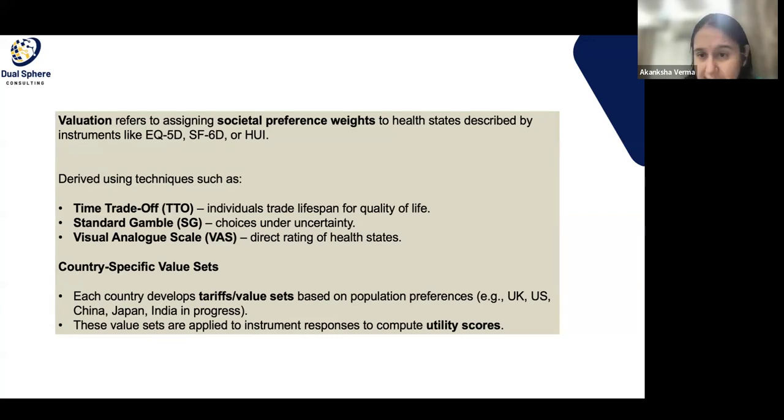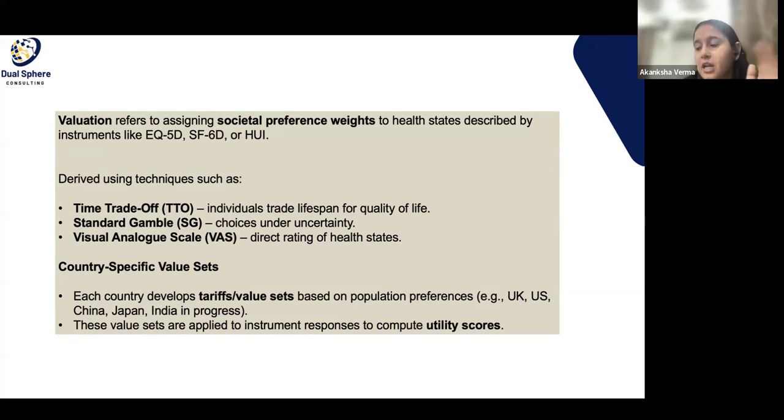Now, how are these weights basically assigned? There are different techniques to it. One is time trade-off, then we have standard gamble and visual analog scale. Time trade-off is the most common one. In this, all of these are societal, so you are asking questions to the population, and people are asked, are you ready to trade off your additional lifespan for better quality of life? I'll explain more in the next slide.